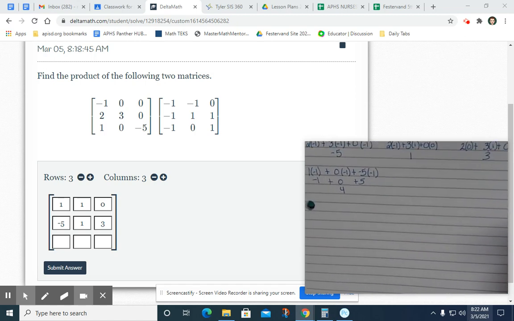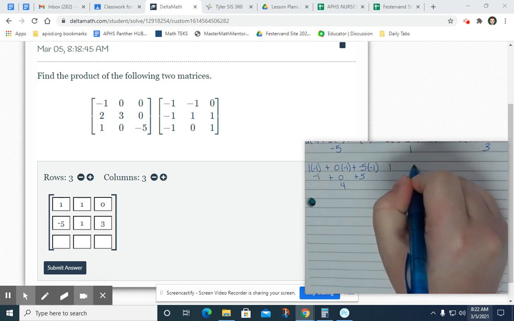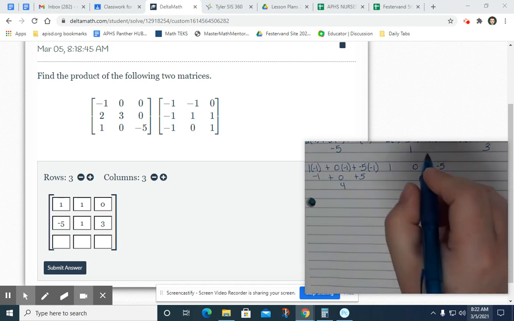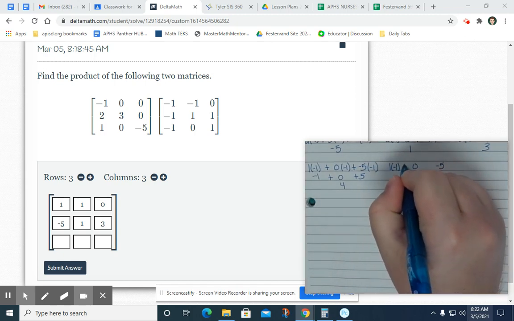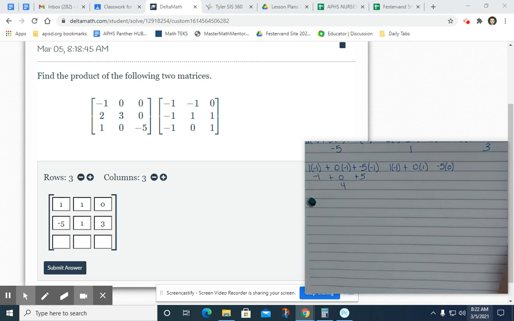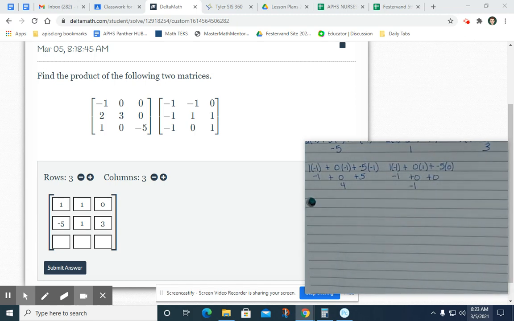Then I'm going to take that same row. So I'm still working on my third row, 1, 0, negative 5. And I'm going to multiply by my second column, negative 1, 1, 0. We're going to add. So I get negative 1 plus 0 plus 0, so it's a negative 1.